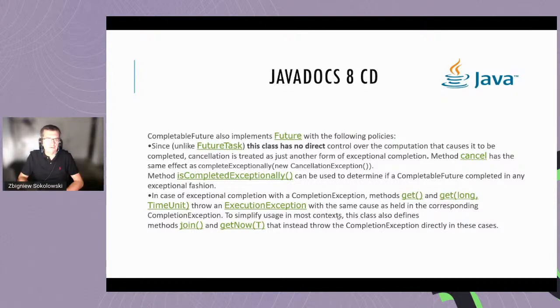We can read that CompletableFuture implements Future with the following policies. Sounds great in the beginning. Since, unlike FutureTask, this class has no direct control of the computation that causes it to be completed, cancellation is treated just like another form of exceptional completion. And I magnified in bold that text, has no direct control, because when I started using it, I disregarded this, what I put here in the bold letters.